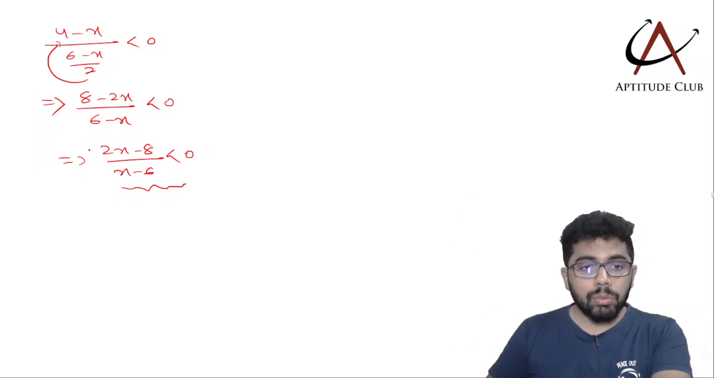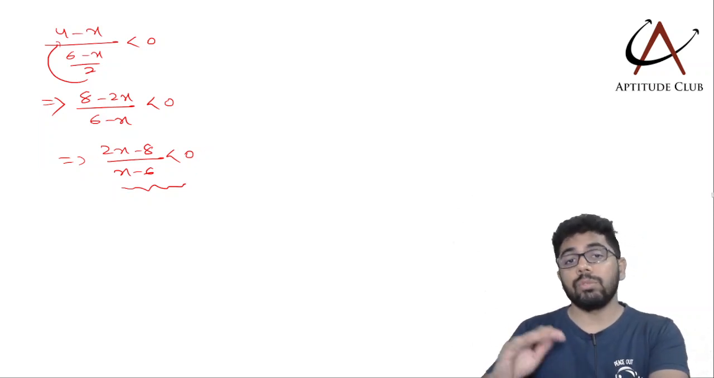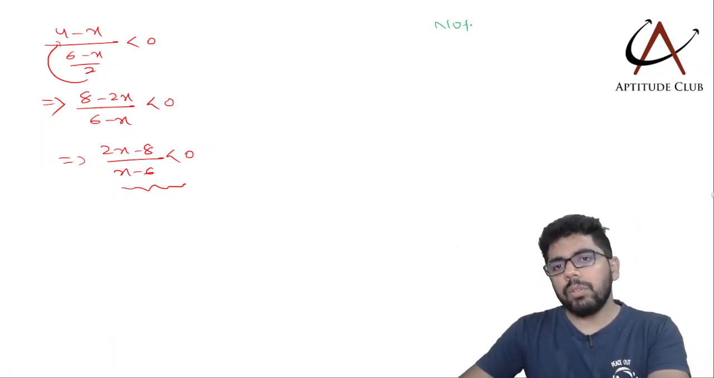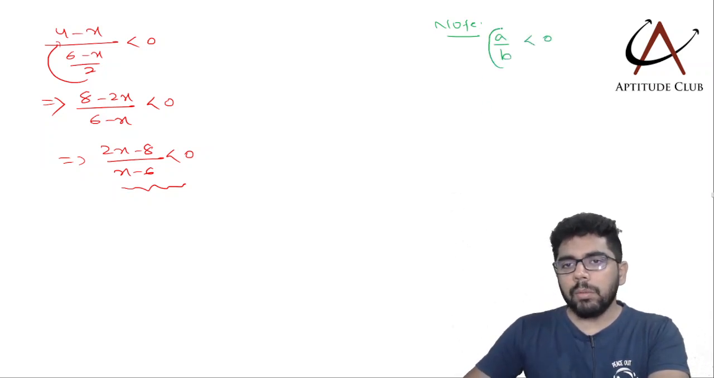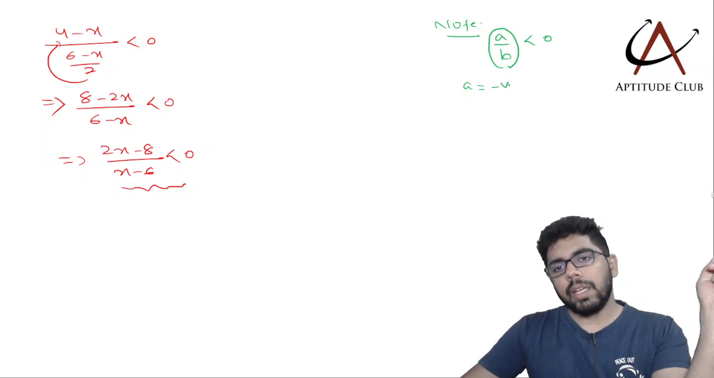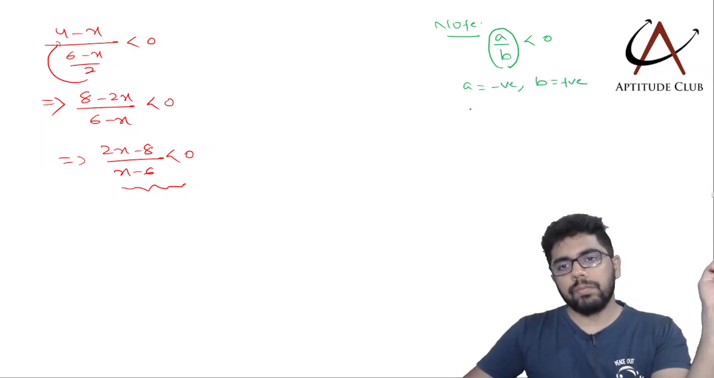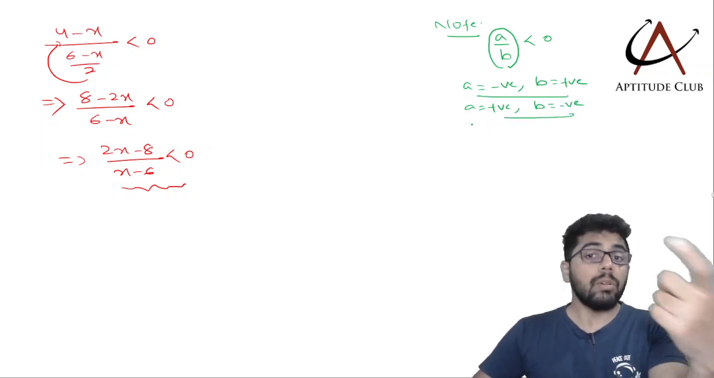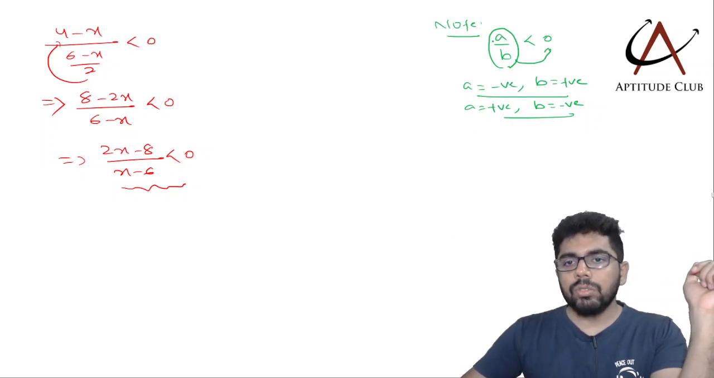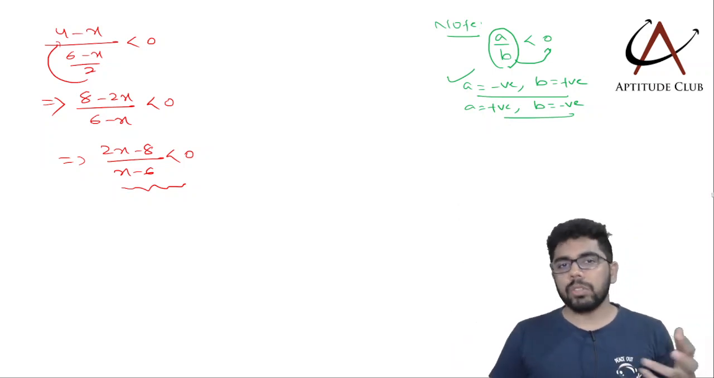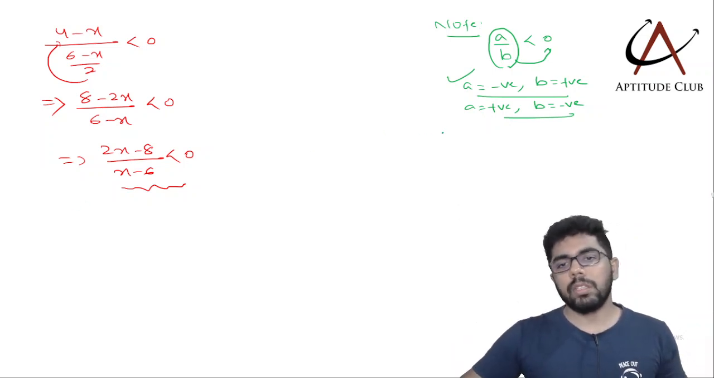A common mistake that people make here is they take this and multiply it in the RHS. Do not do that. Why? Let me explain in this way. Suppose I give you a ratio and say a by b is less than 0. It can mean two things. Less than 0 means negative. So a can be negative and b can be positive, and a can be positive, b can be negative. This can also happen. But if you take b and multiply it here, you will only get a less than 0. That means you will only evaluate the first case. But what about the second case?